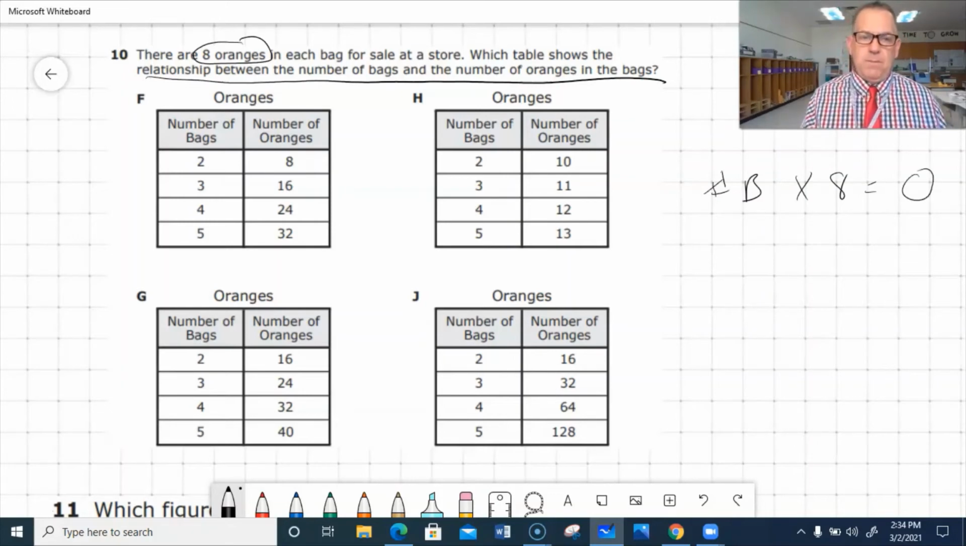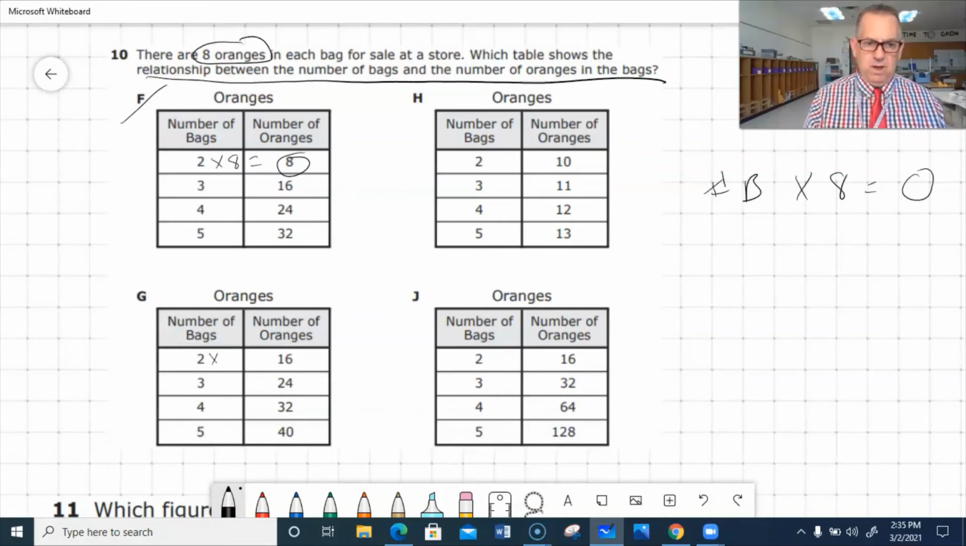So the relationship on our table would be times 8. So we'll go ahead and look at the answer choices here and see which one matches that. On the first one, there's just 2 bags, so that'd be times 8. And that doesn't work. 2 times 8 is not 8. So we can eliminate answer choice F. There would be 8 oranges in 1 bag. So that doesn't work. Look at answer choice G.